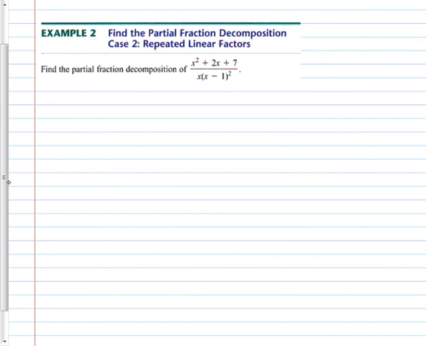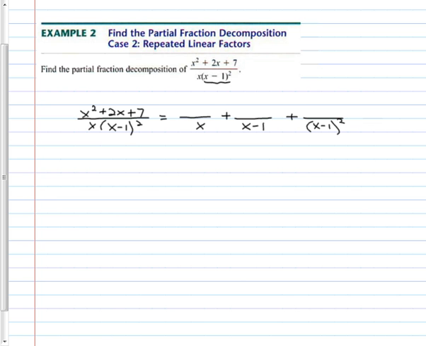Find a partial fraction decomposition. Well, this one already is in factored form, and there is something that is squared. So x squared plus 2x plus 7 over x times (x minus 1) squared. When I break it apart, I'm going to have one fraction with an x on the bottom, another fraction with an x minus 1 on the bottom, and then another fraction with an (x minus 1) squared on the bottom.